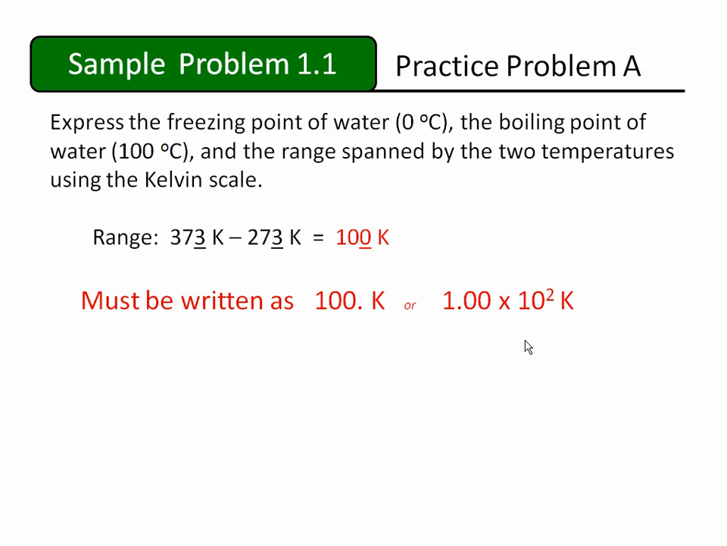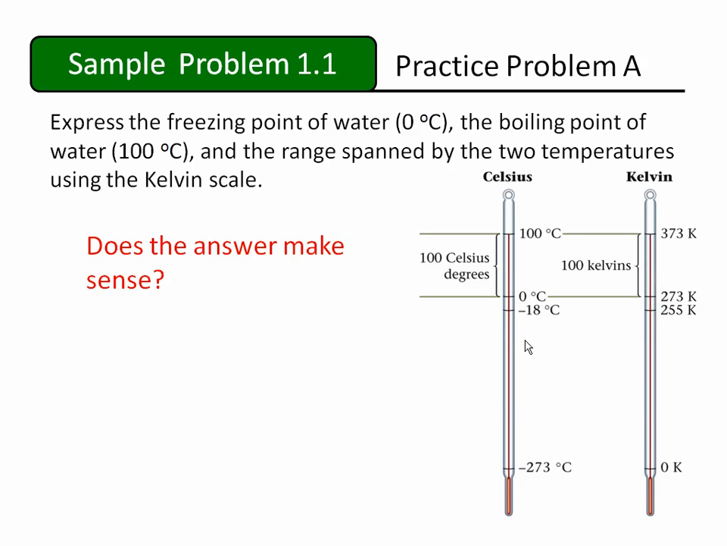And before we leave the problem, we should check to make sure that it's conceptually right. So if we think about the difference between the Kelvin and the Celsius scales, Kelvin is simply higher than Celsius by a value of 273.15, which means that the range of our Celsius temperatures, the difference between the values, should be the same in the Kelvin scale. The size of a degree Celsius is the same as a Kelvin degree.